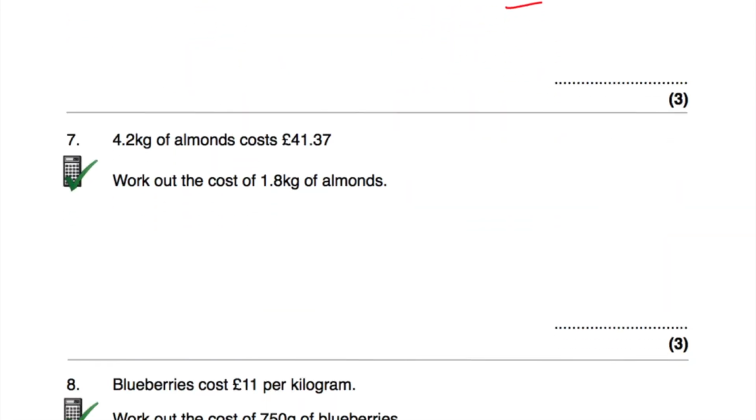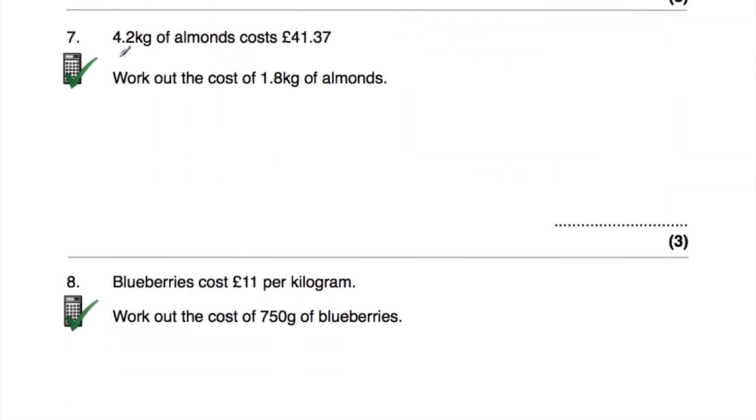Okay, let's look at our next question, question number 7. So question number 7 is a calculator question, and we're told that 4.2 kilograms of almonds cost £41.37. We've been asked to work out the cost of 1.8 kilograms of almonds. So what we're going to do in this question is we're going to find the cost of 1 kilogram of almonds. So let's divide the cost, the £41.37, by how many kilograms of almonds were bought, which was 4.2.